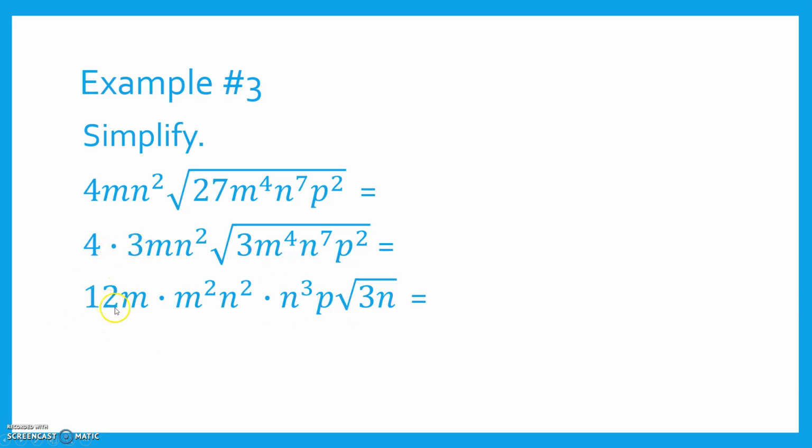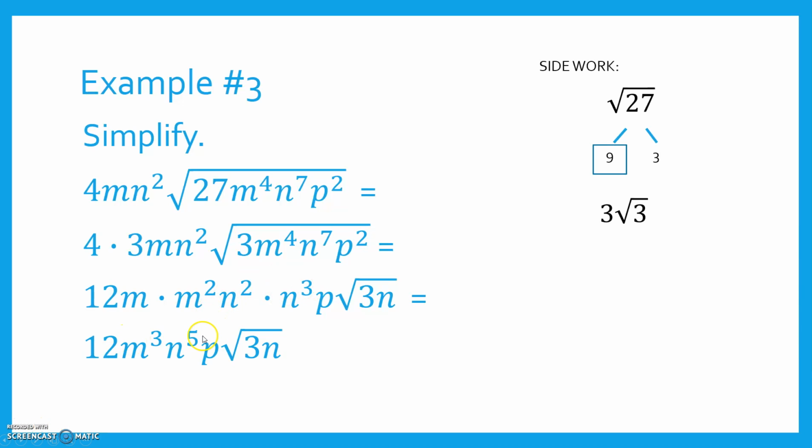Now 4 times 3 gave me 12. That's where that 12 comes from. This is the original m squared that came out. This is the original n squared, n to the third came out, and then I have a p. So thinking back to those rules of exponents that we just talked about, when I have a product, what do I do with those exponents? Well, I add them together. 1 plus 2 gives me 3. 2 plus 3 gives me 5. P didn't have anybody to combine with, so it's going to be left alone. 3 to the n is on the inside, because that was what was left over.